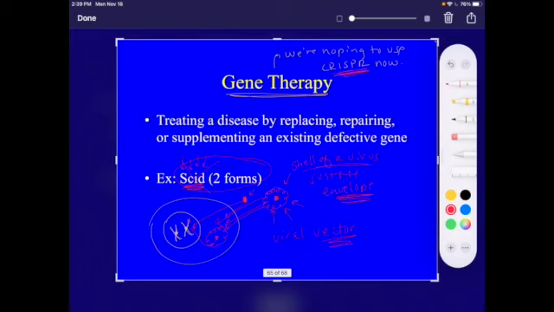And that's going to be important when we're talking about vaccines very soon. So, a viral vector. A vector is something that carries something from one place to another.